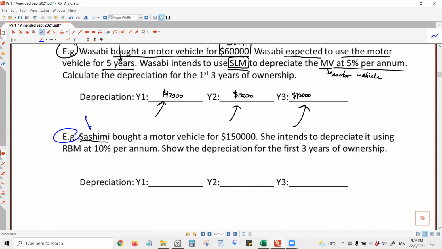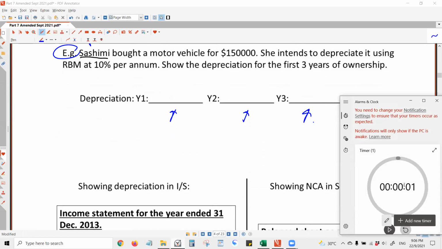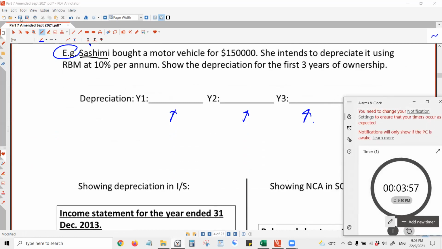You calculate the first 3 years of depreciation. Once you have calculated, you tell me the amount in the chat box. You may begin. Once again, don't be afraid to make mistakes. It's all right. I give you 4 minutes. You may begin.